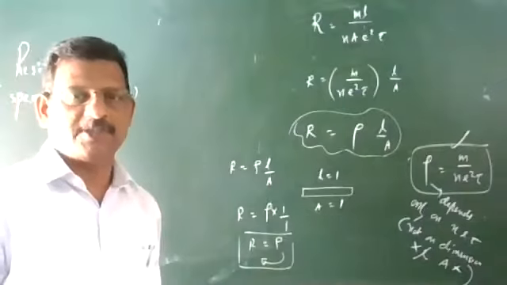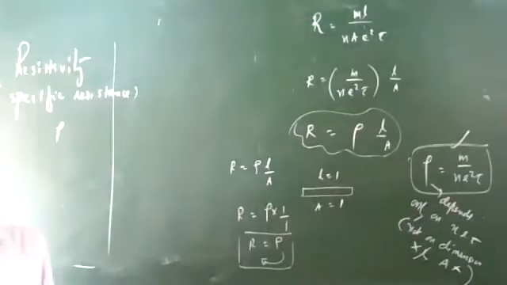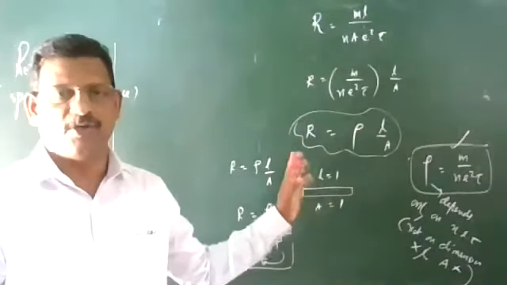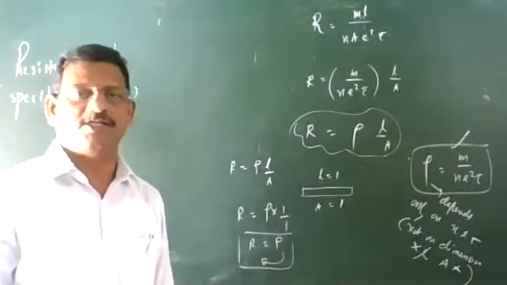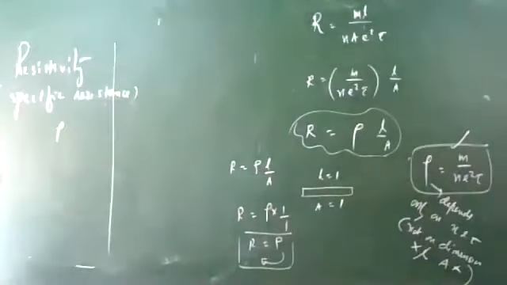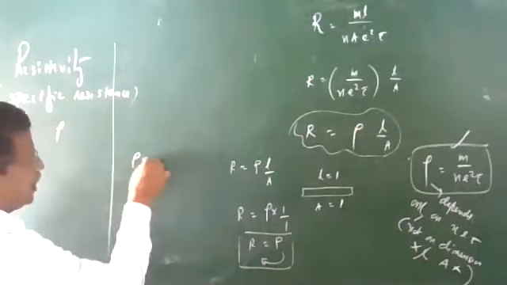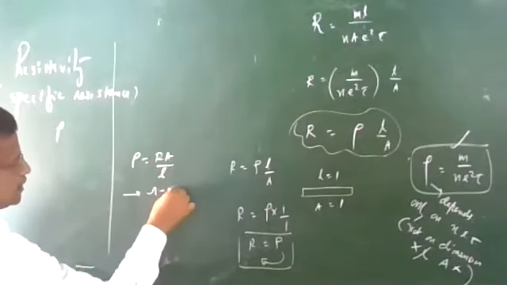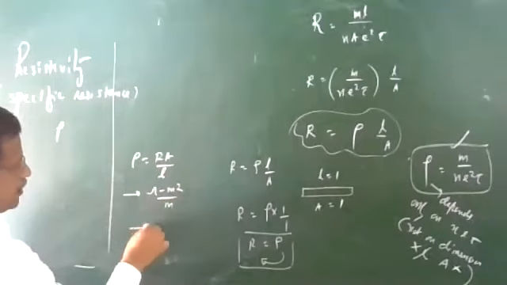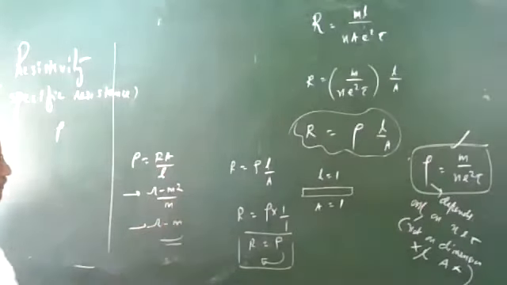The specific resistance of the conductor we call resistivity. It is defined as the resistance of the conductor of unit length and unit cross-sectional area. That is the resistivity, and we call it specific resistance. What will be the unit of rho? Rho equals RA by L. So the unit can be written as ohm meter square divided by meter. The unit is ohm meter.